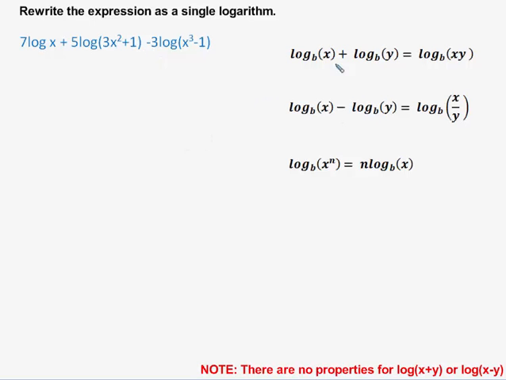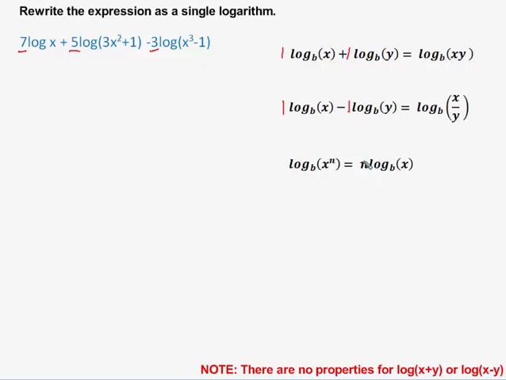Notice, however, I cannot use either of these two properties until I get the coefficient on the logarithm to be a 1. So a few seconds ago I said that notice we almost have this situation, and what I meant by that is we don't actually have this situation because we have the coefficient 7, 5, and you can either think of this as positive 3 or negative 3. Either way, none of my coefficients on the logarithm are 1. So that's what the third property does.